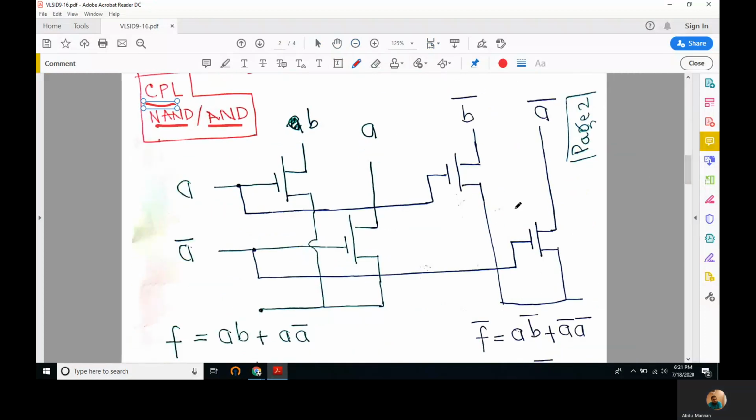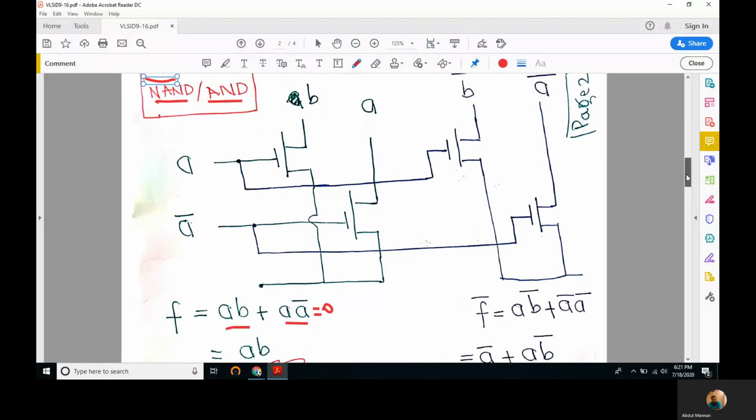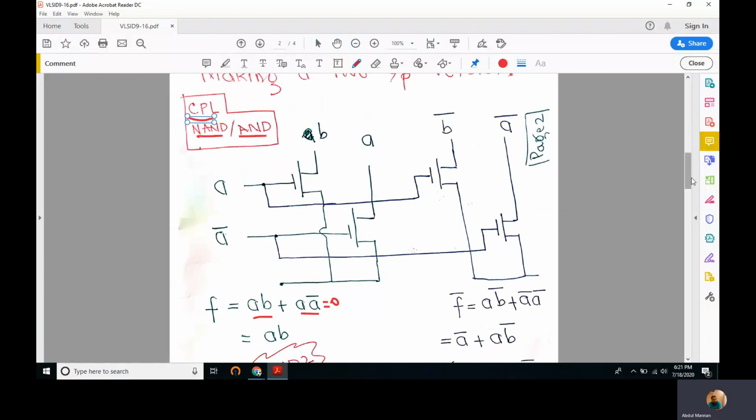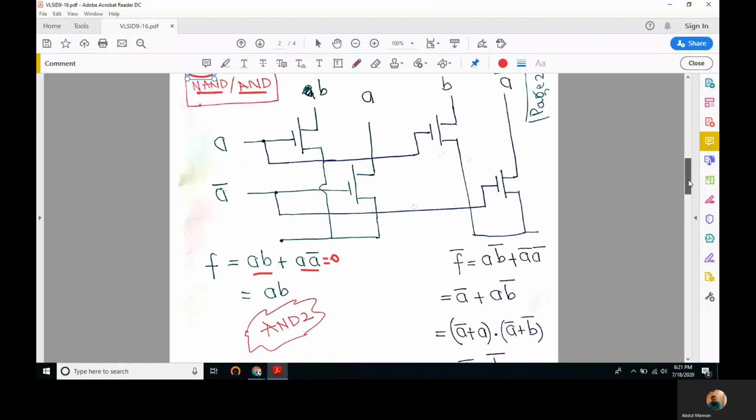Now, right, so we have B, B plus A bar A. So AB plus A bar A, where A bar A is a 0. So we get AB. This means we have this AND operation implemented here. So F implements the AND operation.